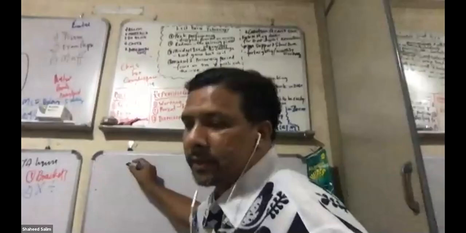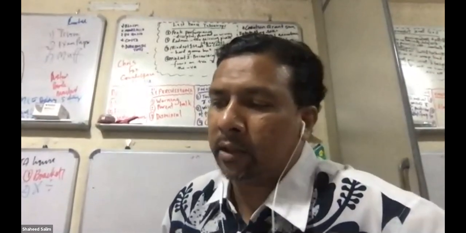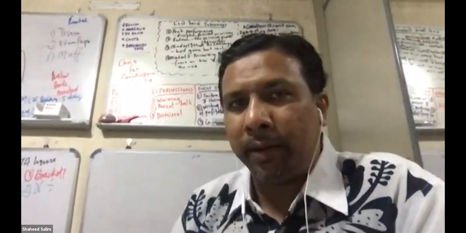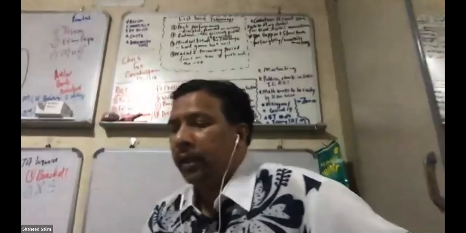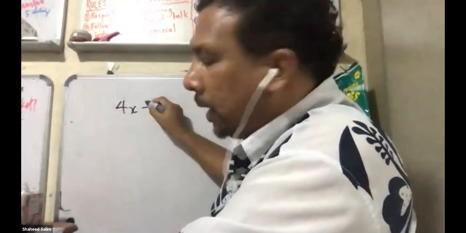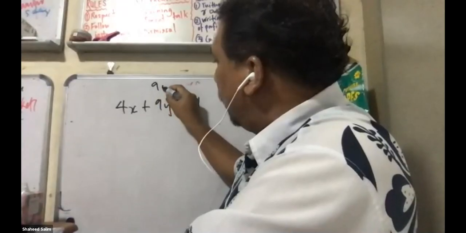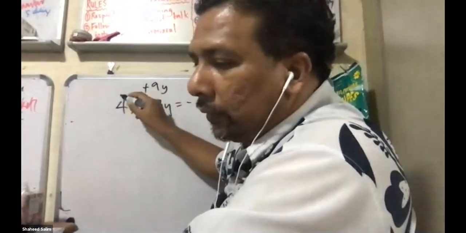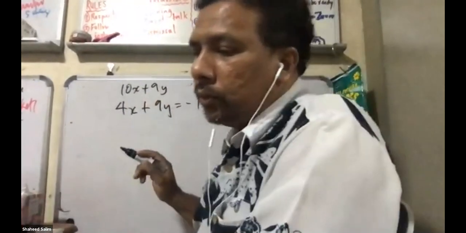You have to realize that the whole objective is to get rid of either x or y. Do you understand that part? We need to get rid of that. So I want you to look carefully here. I'm going to write the two equations and let us look at the pattern. One is 4x plus 9y equals -1. The other one, I'm going to write it above. Watch out now, I'm writing 9y plus 10x. Can you see this? Equals 11.